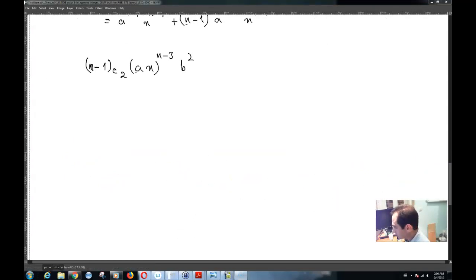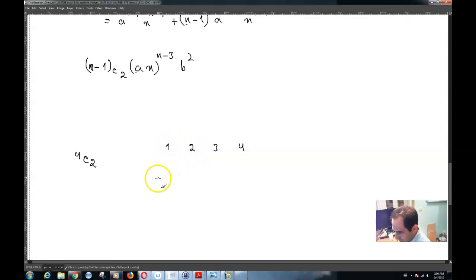Now n minus 1 combination 2 becomes a little bit more complicated, and practically what it means is that suppose you have 4 marbles: marble number 1, marble number 2, marble number 3, and marble number 4. Out of these 4 marbles, you want to take 2 marbles at a time. In how many ways can you do that? That is the meaning of, for example, 4 combination 2, right?